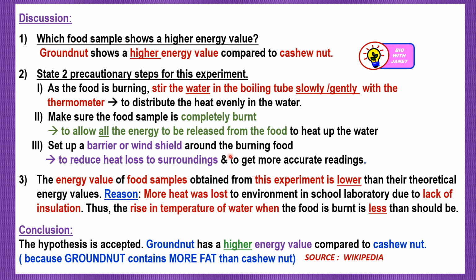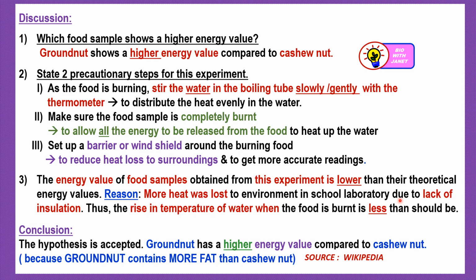Now, set up a barrier or windshield around the burning food to reduce the heat loss to surroundings and get more accurate readings. Okay. Now, next, will the energy value of the food sample obtained from this experiment be lower or higher than their theoretical energy values? It will be lower. The reason is because our experiment is a rather simple experiment, so it doesn't prevent all the heat from escaping. So some heat is lost to the environment due to lack of insulation.